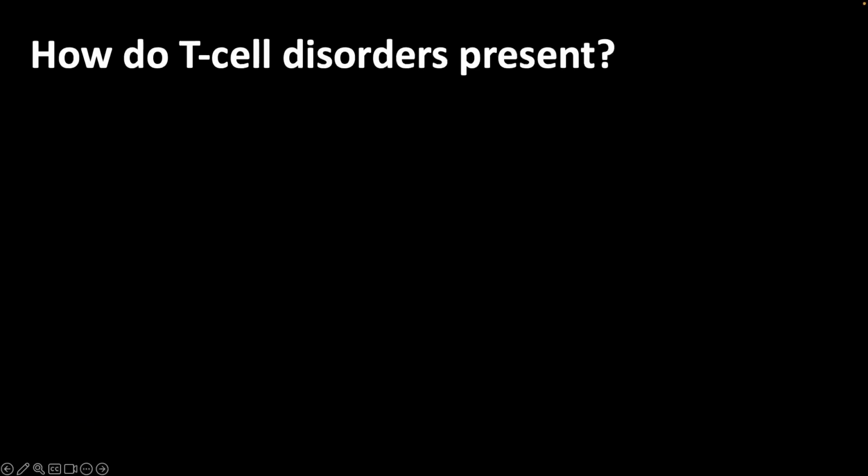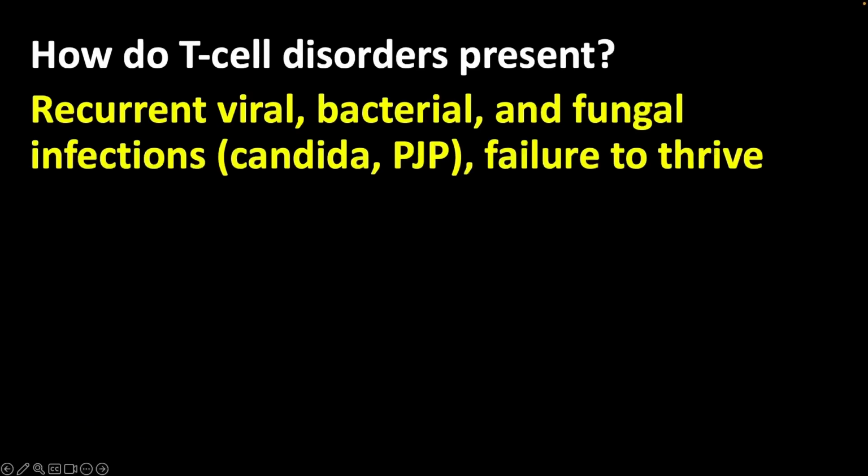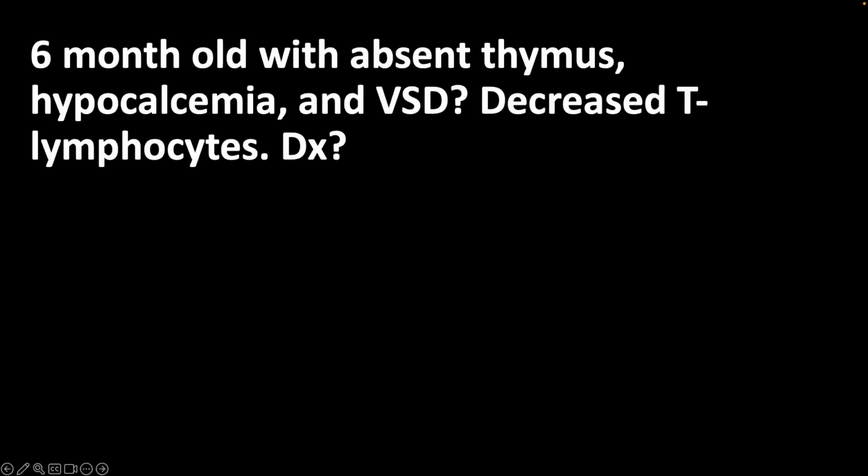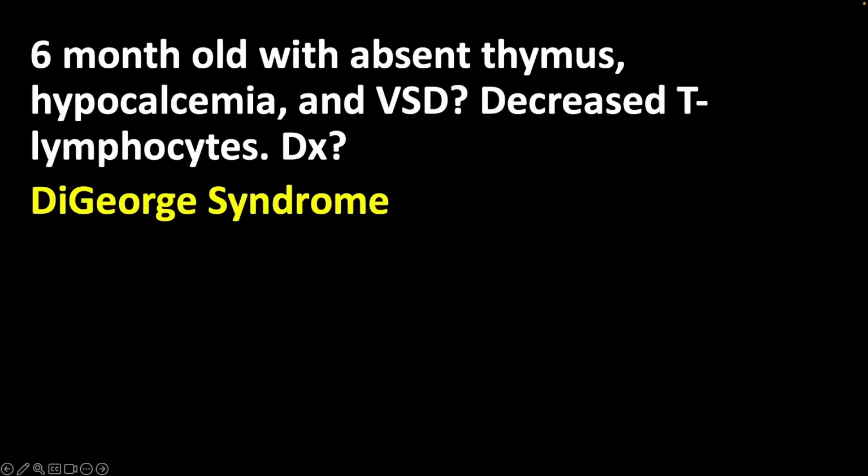Now, how do T cell disorders present? Recurrent viral, bacterial, and fungal infections like Candida and PJP, and failure to thrive. And examples of this would be HIV, SCID, and DiGeorge. So a 6-month-old presents with an absent thymus, hypocalcemia, and a VSD, decreased T lymphocytes as well in labs. What's your diagnosis? This would be DiGeorge syndrome.